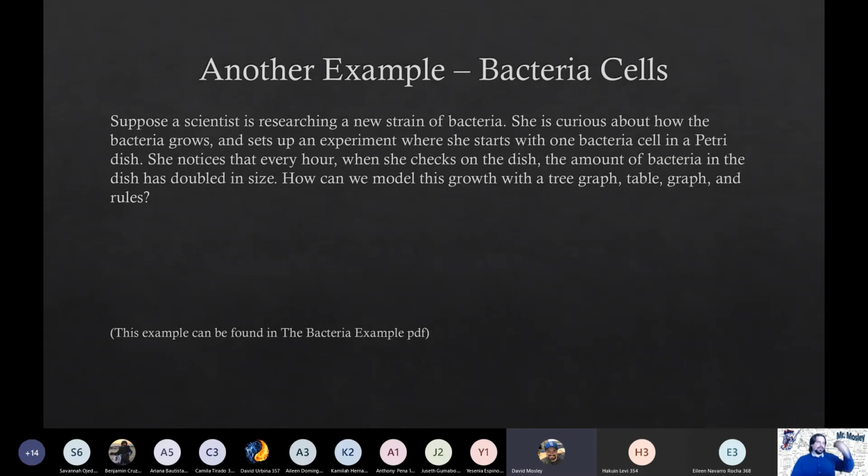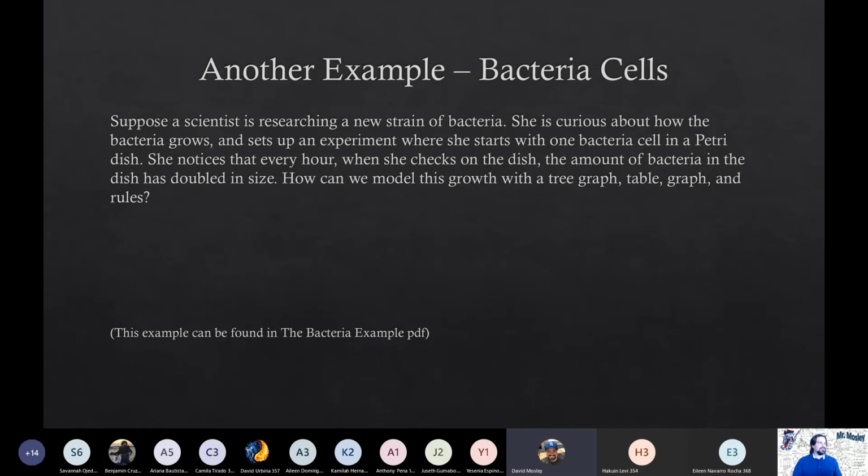All right. So again, they're looking at bacteria. They use their super high-powered microscope. They picked out one bacteria and put it in the petri dish. They want to see how it's growing. The scientist notices that every hour, when she checks on the dish, the amount of bacteria in the dish has doubled in size.